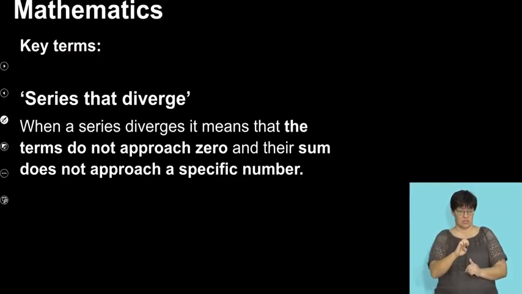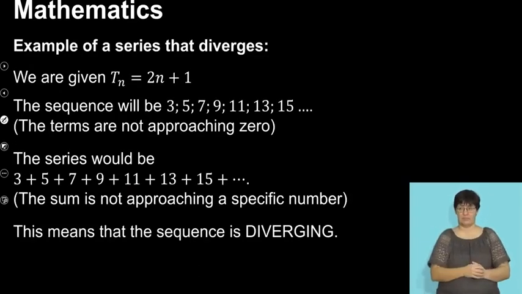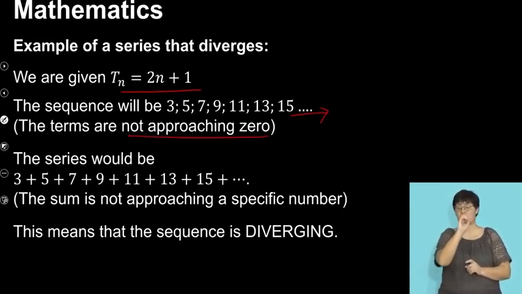So, series that diverge. When a series diverges, it means that its terms do not approach 0 and its sum does not approach a specific number. So it's essentially the complete opposite of a series that converges. An example of a series that diverges: if you are given Tn is equal to 2n plus 1, the sequence will be 3, 5, 7, going on, and I'm sure you can see that the numbers are getting bigger. They're not getting smaller, so the terms are not approaching 0. Whereas in the example before, the terms were approaching 0.